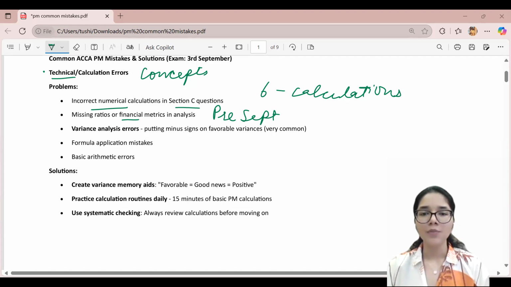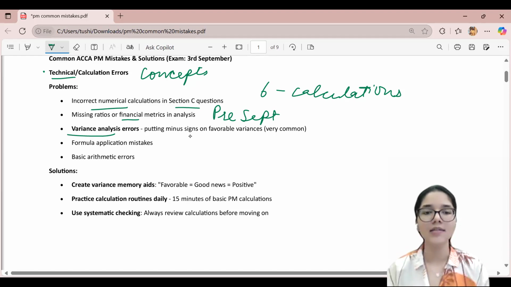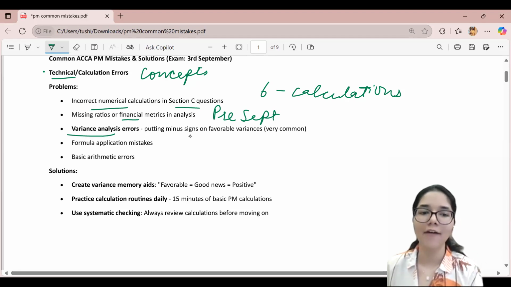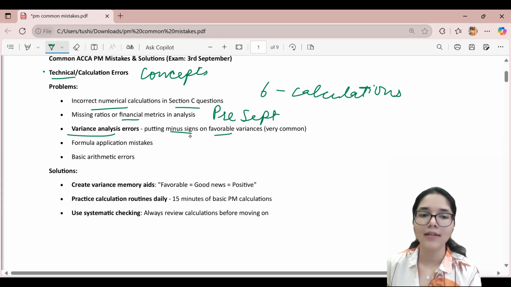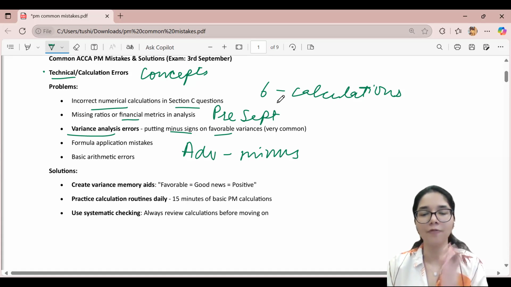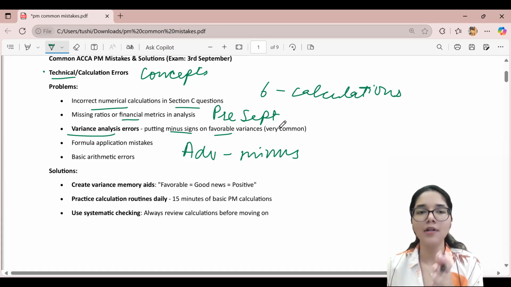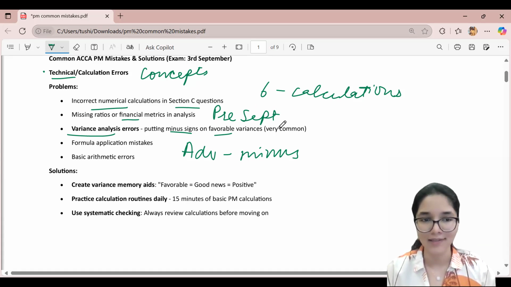Proceeding further, I saw that in the variance analysis questions, a lot of students have put minus signs on favorable variances. This is a very common error that I have observed. Another thing you could do is, if it is an adverse variance, you forgot to put a minus sign there. So adverse variances should be written with a minus sign. Favorable variances, because they are good for the business, should never be denoted with minus signs.